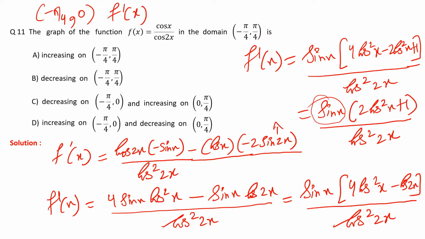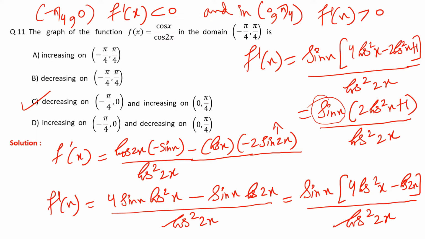derivative f dash x will be strictly negative, because here sin x is going to be negative. So negative into a positive quantity is a negative number. Fine. That means in this particular interval, fx is going to decrease in the interval minus pi by 4 to 0. And in 0 to pi by 4, which lies in first quadrant, f dash x is going to be positive. That means here fx is going to increase. So that means as per the options, option C is the correct one, decreasing on minus pi by 4 to 0 open interval and increasing on open interval 0 to pi by 4.